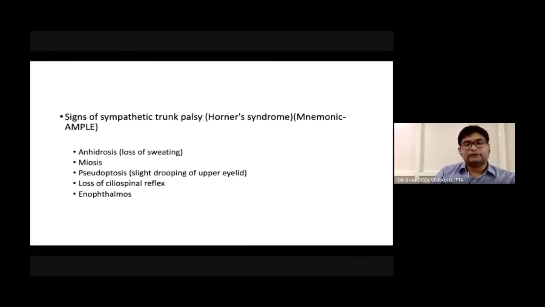The mnemonic for learning Horner syndrome is AMPLE. A for anhidrosis, which is loss of sweating on one side of the face. Miosis means constriction of the pupil. Pseudoptosis means drooping of the eyelid. And loss of ciliospinal reflex. Can any one of you demonstrate the loss of ciliospinal reflex?